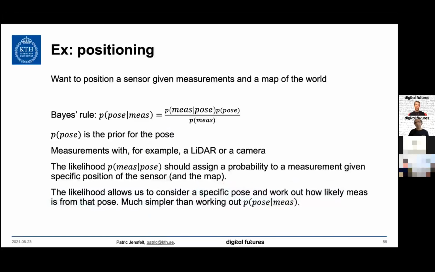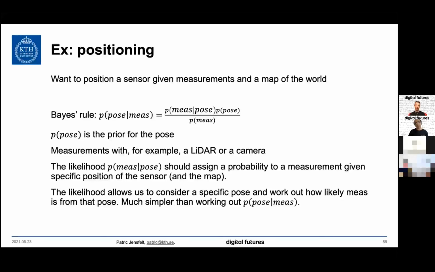And this is typically much, much simpler to work out than it is to look at the original thing that we wanted to calculate. It allows us to look not over the entire map, but we know exactly where to look, and we can work out, given that we are at a certain position, how likely is it that we measure this specific image or LiDAR scan.